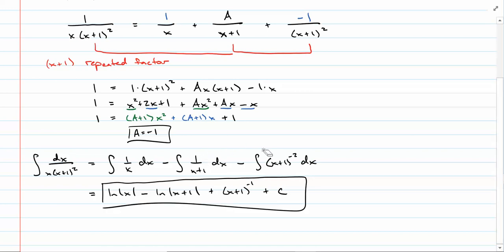Technically, we were doing u-substitutions on these two. We were letting u equal x plus 1, but I just didn't write out the details.